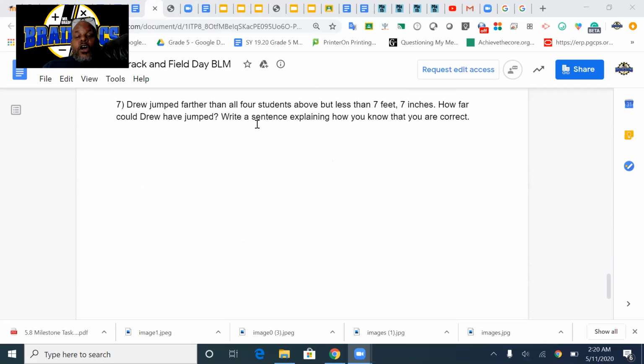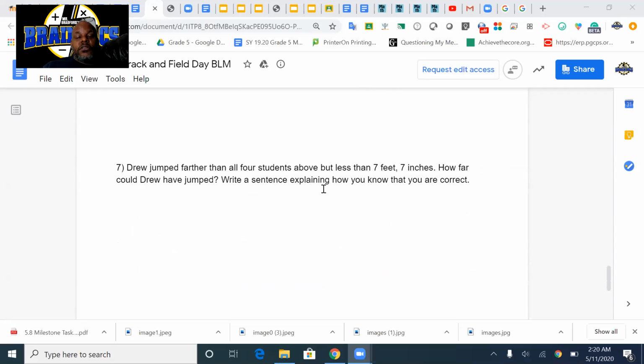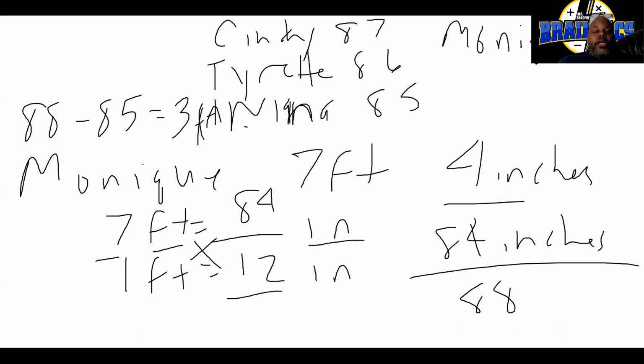Drew jumped farther than all 4 students, but less than 7 feet 7 inches. How far could Drew have jumped? Ooh, that's a good one. So he jumped farther than all 4 students, but less than 7 feet 7 inches. All right, so he jumped farther than all 4, which means he jumped farther than 87, but he jumped less than 7 feet 7 inches.